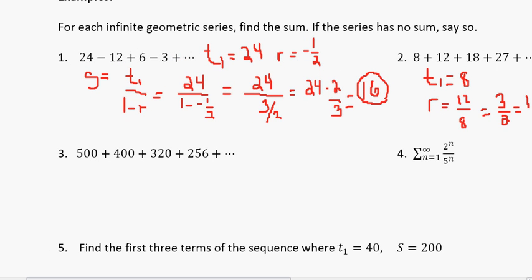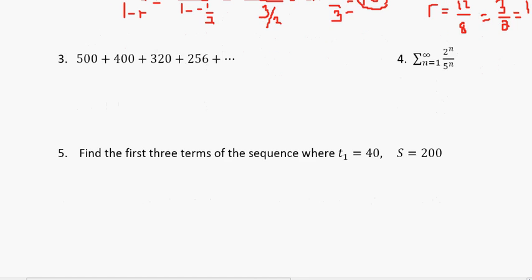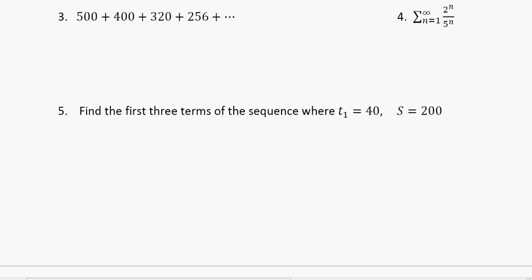Okay, all right. Let's take a look at number 3 now. This is one of those ones I gave you number 3 because sometimes it's a little difficult to tell what r is. Okay, so first of all, let's identify t sub 1. T sub 1 is 500. And r, if you can't figure out multiplying forward, you actually divide backwards. So you do 400 divided by 500.